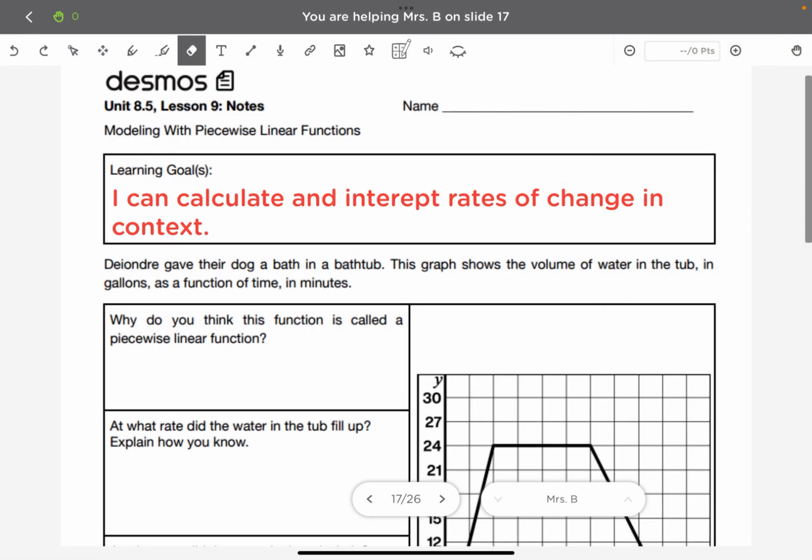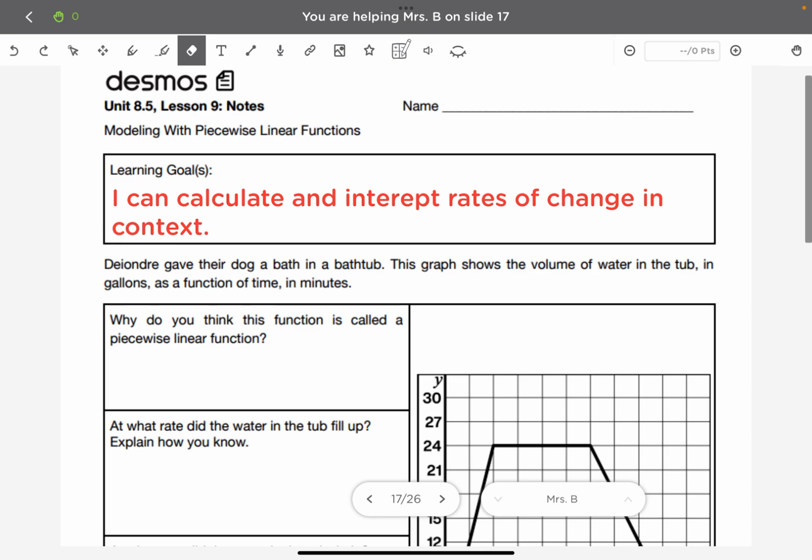Okay, we're going to go over the notes today for Unit 8, Lesson 9, modeling with a piecewise linear function. Please pause the video and copy down the learning goal in your notes page. The learning goal for today is I can calculate and interpret rates of change in context. So again, pause and copy that down, and then we'll move on to the rest of the notes.